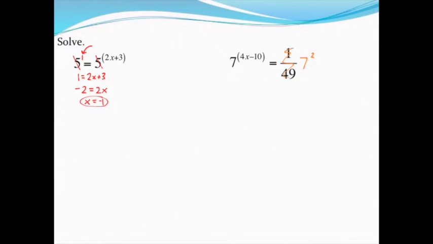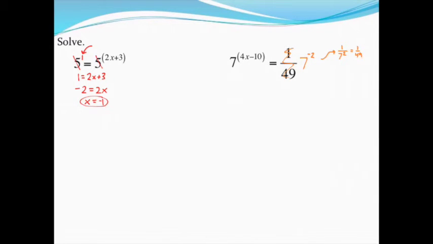Recall though that negative exponents have the effect of flipping a number around or making it its reciprocal. So 7 to the negative second power, I'm just going to do some side work over here, 7 to the negative power is the same thing as 1 over 7 squared. Remember, those are just some negative exponent rules, which then becomes 1 over 49.